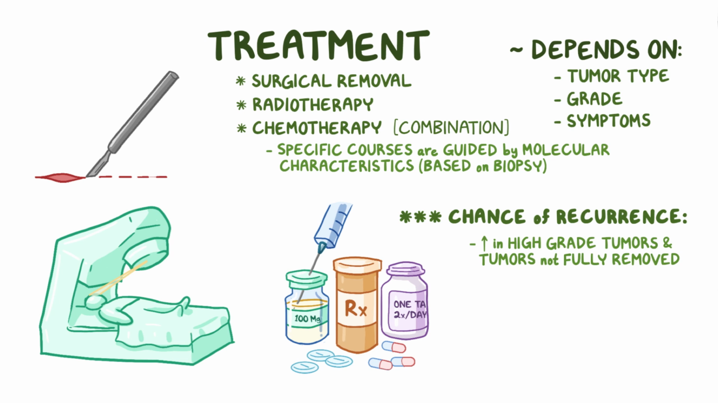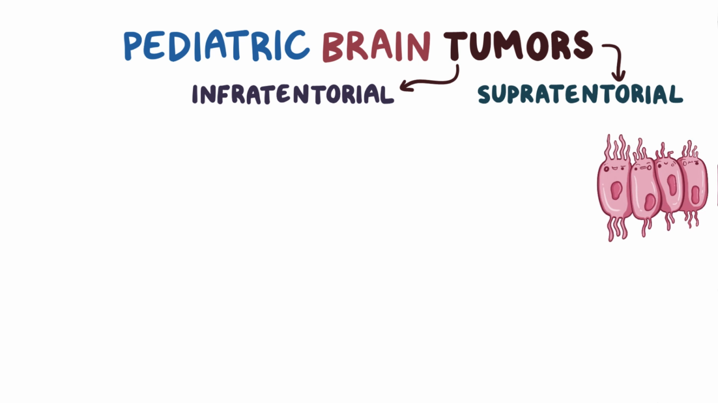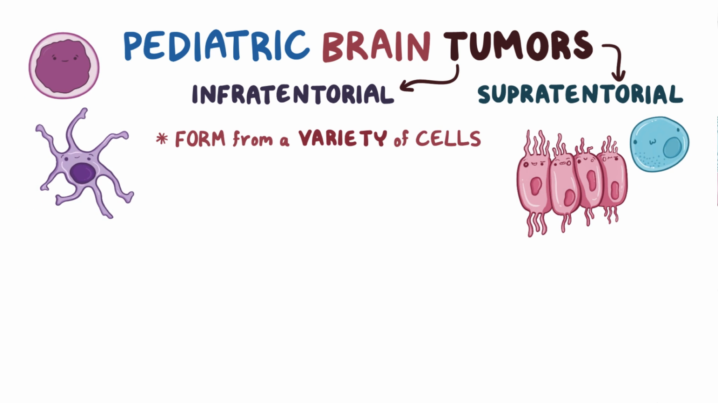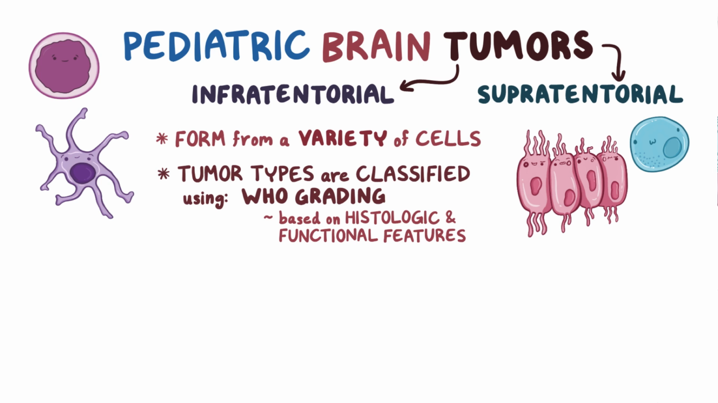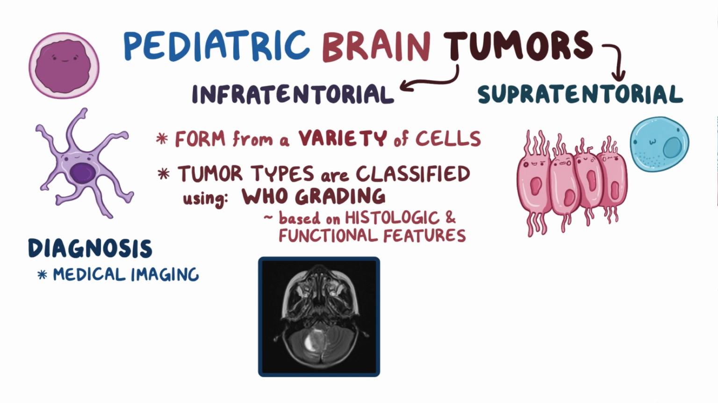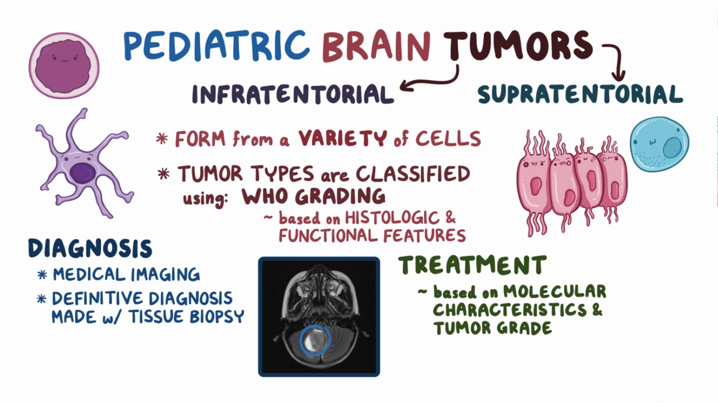Okay, quick recap. Pediatric brain tumors can be infratentorial and supratentorial and form from a variety of cells. Tumor types are classified using WHO grading based on histologic and functional features. Diagnosis includes medical imaging, with a definitive diagnosis being made with a tissue biopsy. Treatments are largely dependent on the molecular characteristics and tumor grade, and can incorporate surgical removal or some combination of radiotherapy and chemotherapy.